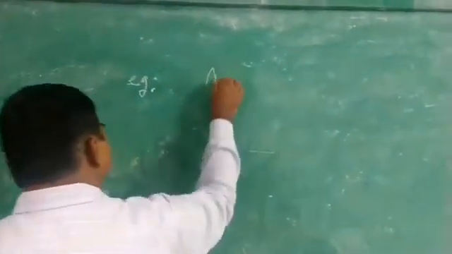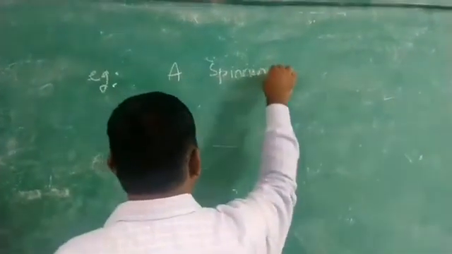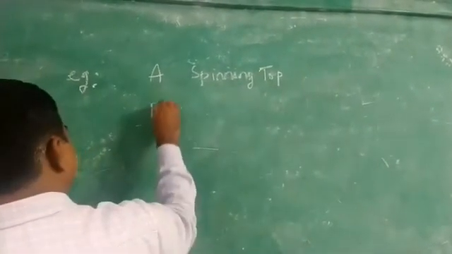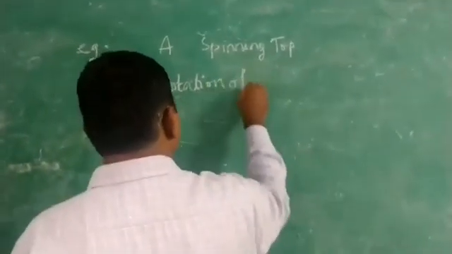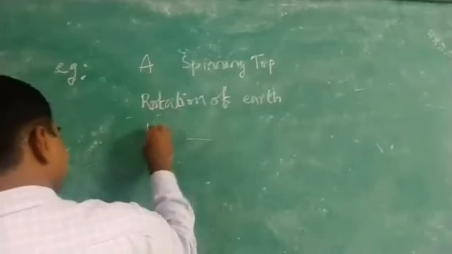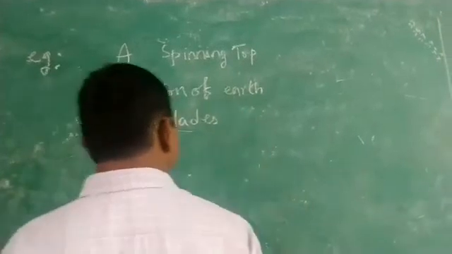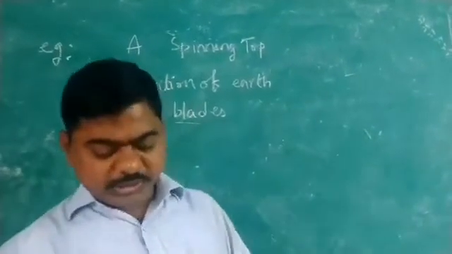Examples of rotatory motion: a spinning top, rotation of the earth, fan blades. Yes, these fan blades are moving. Some examples you have seen here, and we will discuss some more later.